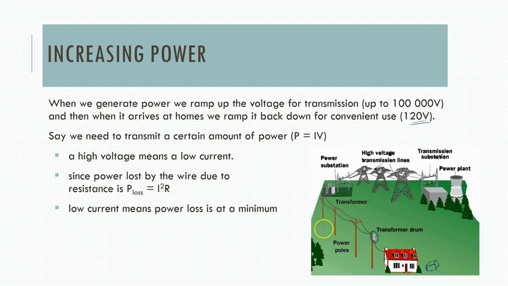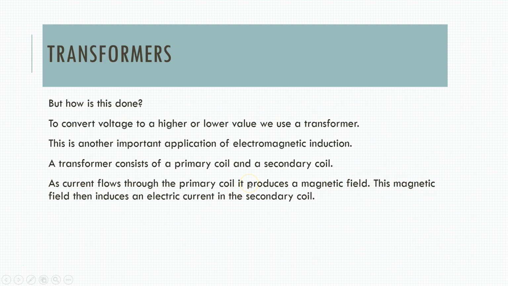So if we need to transmit a certain amount of power, you know already that P is equal to IV, and it says right here high voltage means low current. So if we need a set amount of power, and if the voltage is high, that means the current has to be very, very low. And power gets lost due to resistance, because there's resistance all along the way as it travels. That means that, if we can use a little bit of current, we lose the least amount of power possible. We need to send out huge amounts of voltage. So we use these transformer things.